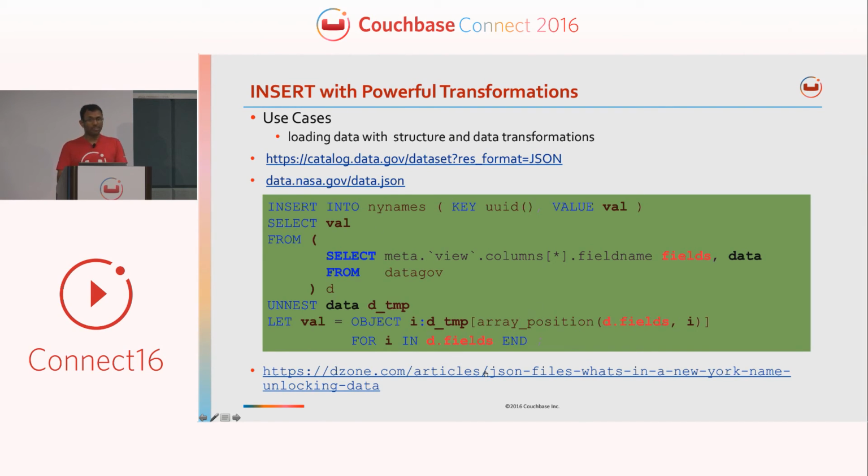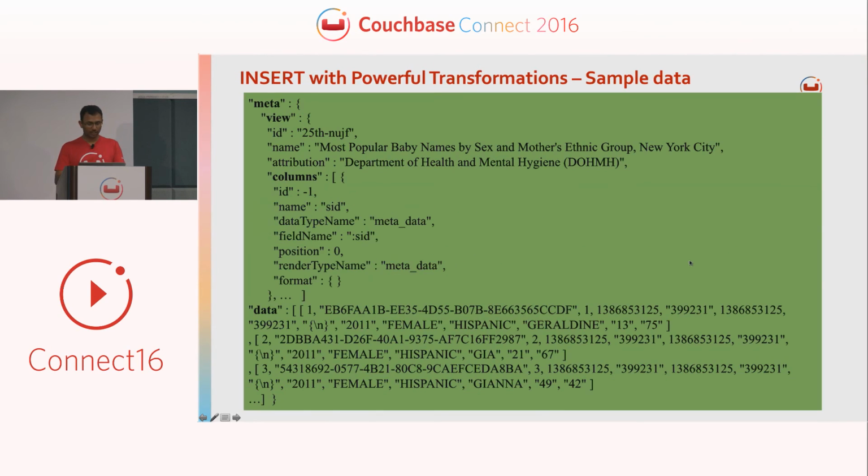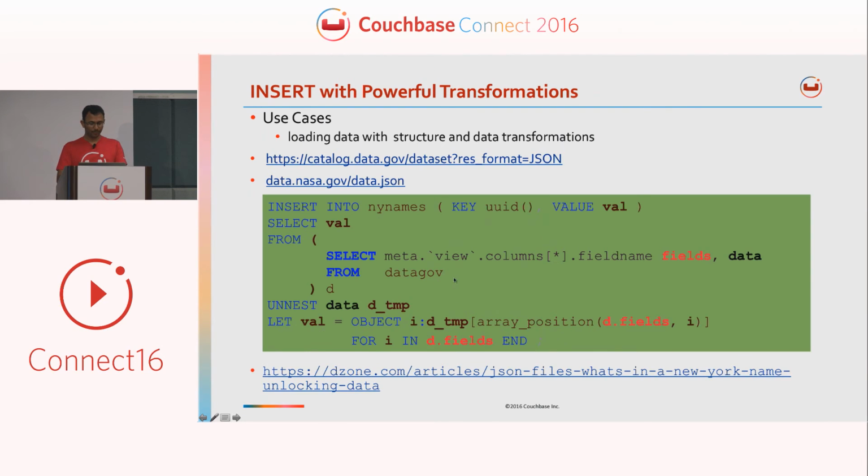In fact, the blog explains it much more clearly. I'll try to quickly skim through this. So you're basically looking at the subquery part of it. You're looking at the metadata, actually grabbing all the field names, which are these. And then data is the array. You call all of this the result, which is basically the field names and the data array, and alias it to D. And now you unnest.